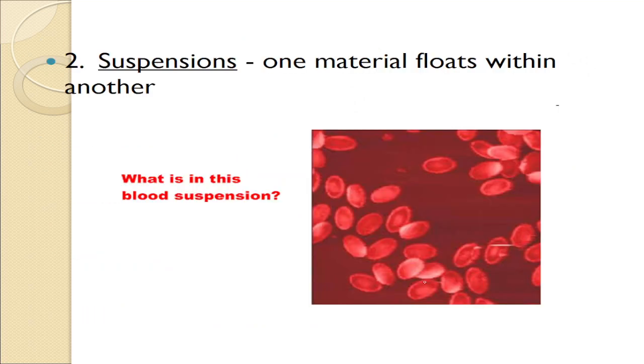Alright, so next is suspension. One material floats within the other. For example, the red blood cells and the white blood cells actually are suspended in our blood. There are a lot of components in the blood, so you can do a blood analysis if you want to know.